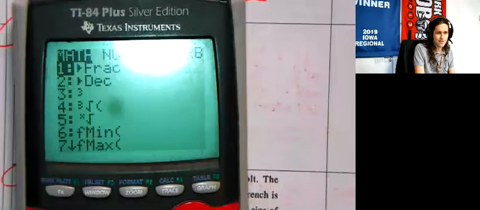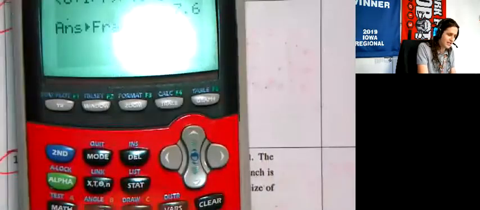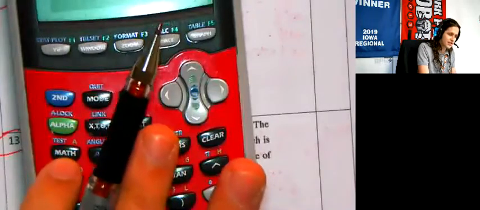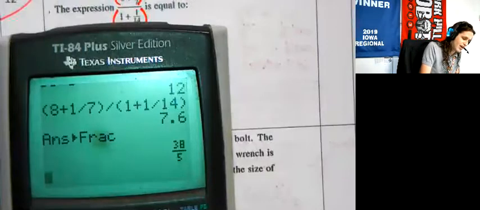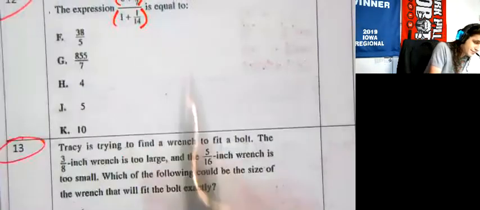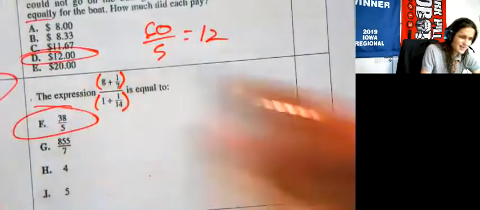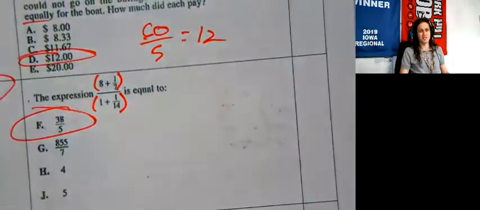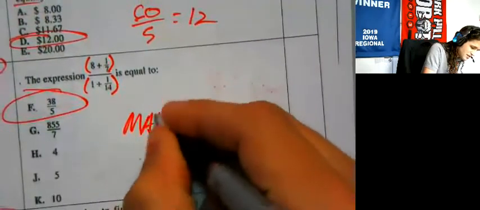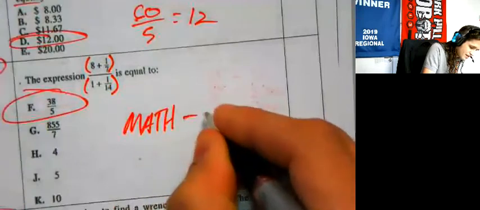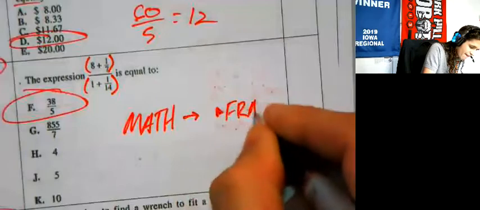You hit math, you hit frac. The math button is right here. Hit that math button. Hit the frac option, and it's going to turn that into a fraction of 38 over 5. What's the other way you could have done this? I think it's a lot longer to do it the other way. So I'm going to suggest you use math frac. What does that do?